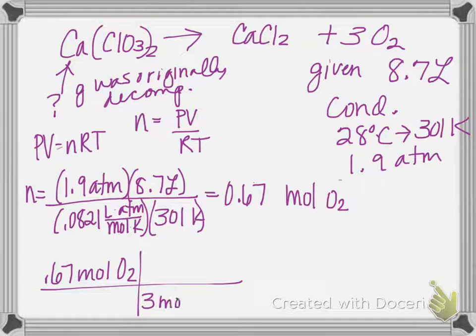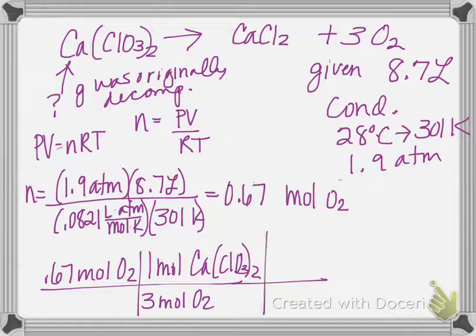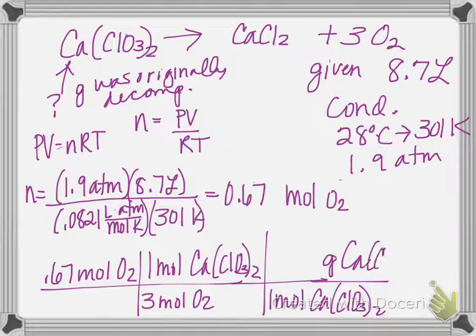3 moles of oxygen give me 1 mole of calcium chlorate. And then to get to grams, I would say 1 mole of calcium chlorate. I'm going to need someone to give me a molar mass. Is, I think it was 206 something grams. But I'm going by memory, so that could be a problem. Was it 206.98?